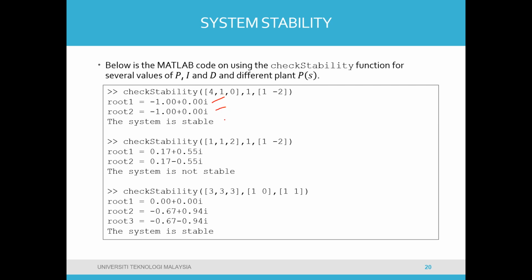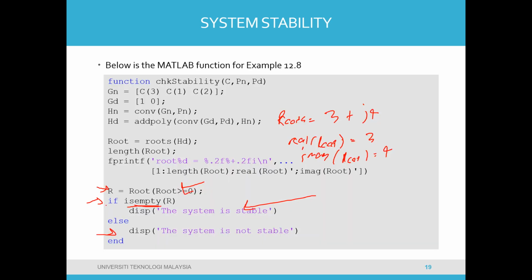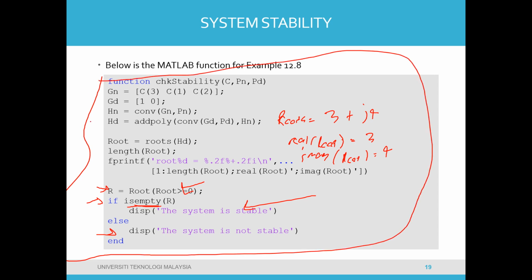So you can check the system here. Root 1, root 2, system is stable. Okay, so this is not stable. You can see here the real number is positive, that's why the system is not stable. So that is how you determine the system stability. Make sure you know how to do this. Try to understand this.